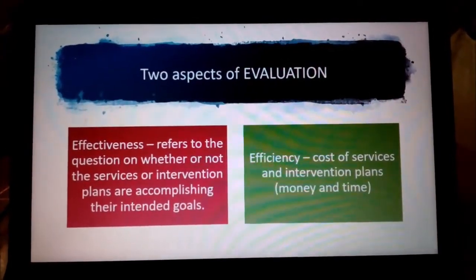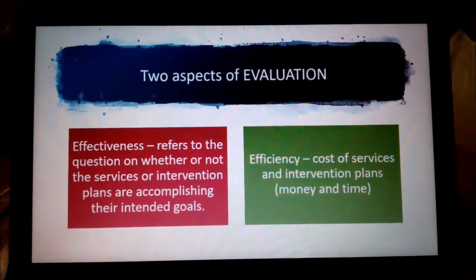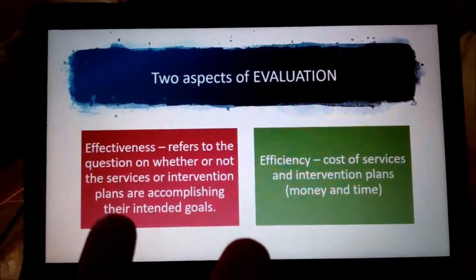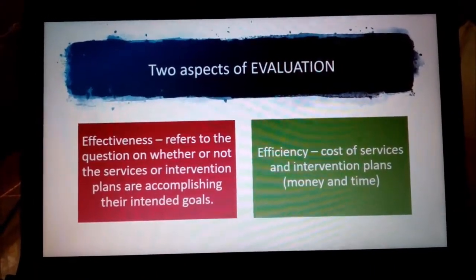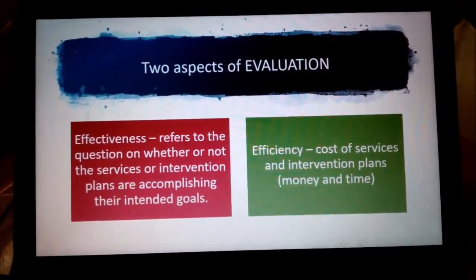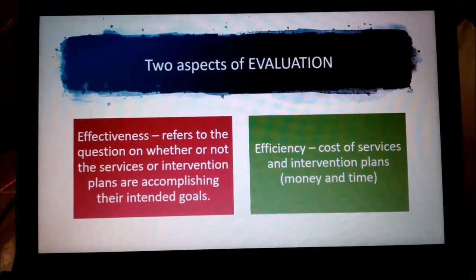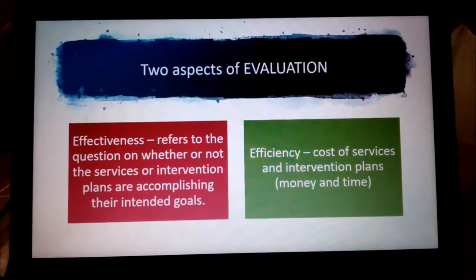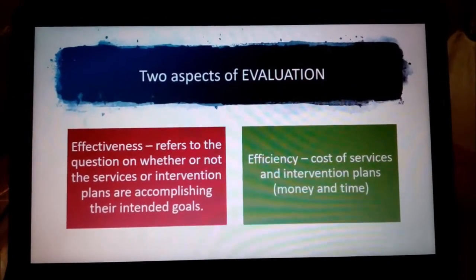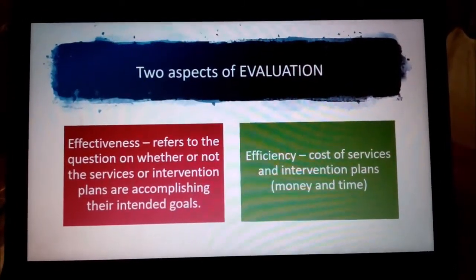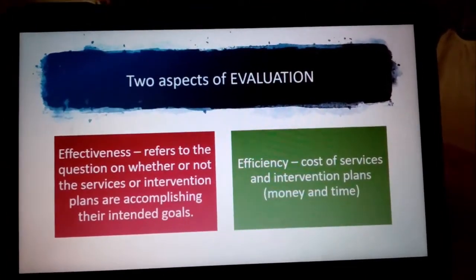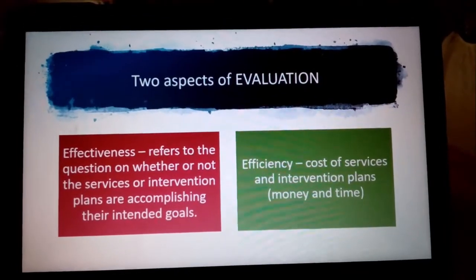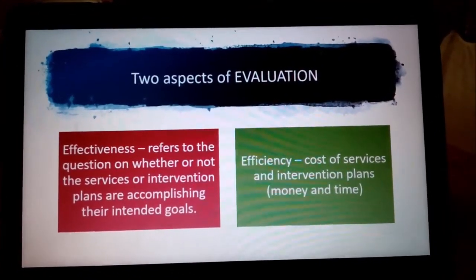So there are two aspects of evaluation. The first one, we have effectiveness and efficiency. There's a difference between the two. If you say effectiveness, it refers to the question, is this effective? Whether or not the services or intervention plans are accomplishing their intended goals. Is the plan effective for everyone? Does the plan really work for everyone? So that's effectiveness. You're going to measure the effectiveness of the plans.